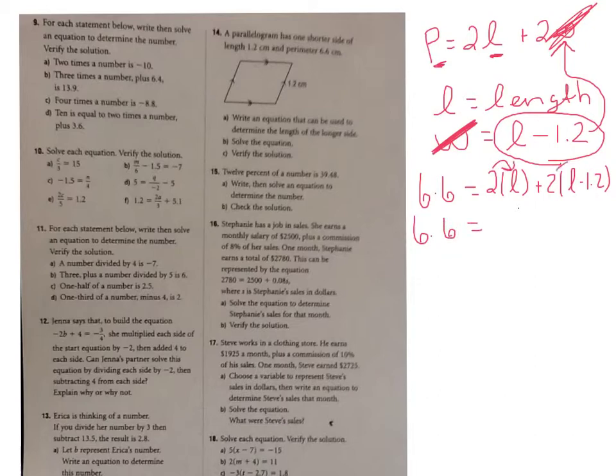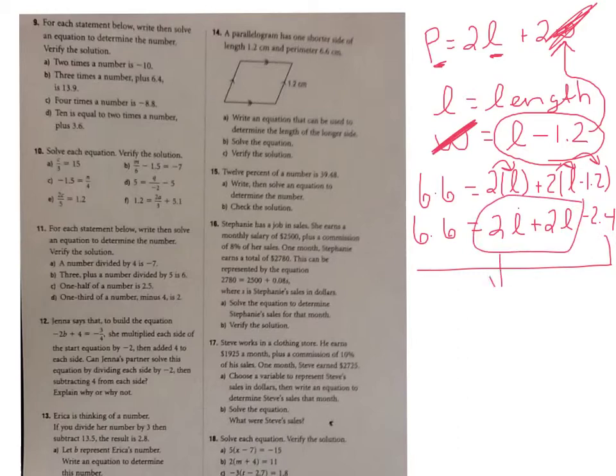Distribute property, distribute, distribute. We get 2L plus 2L minus 2.4. And you will collect your like terms and all the stuff you have to do to solve that, but you'll keep solving that. But again, this worksheet is about setting up the actual equation.